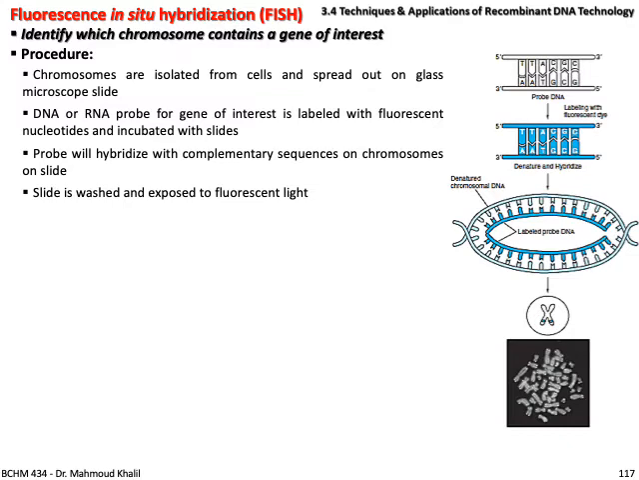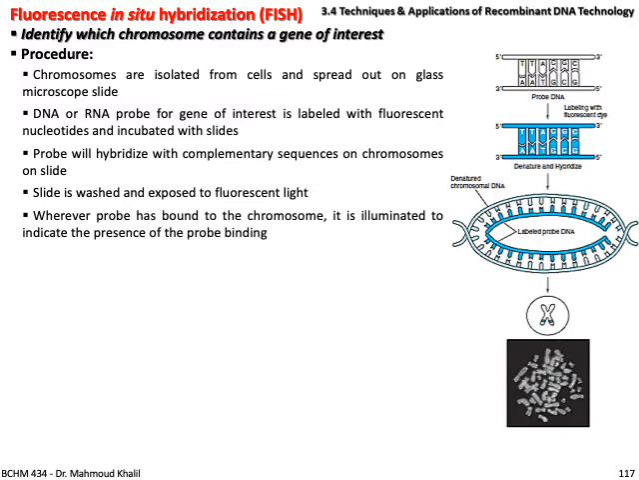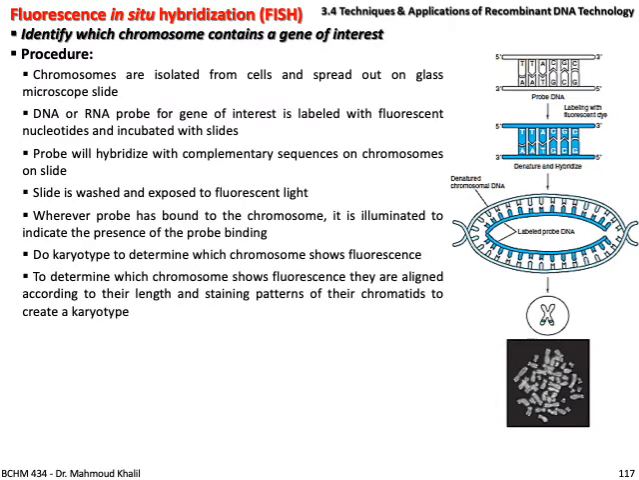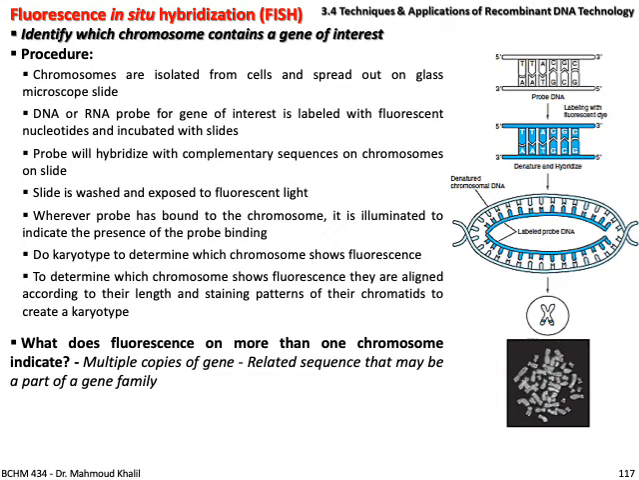You wash the slide and expose it to UV light. Wherever the probe has bound to the DNA, to the chromosome, it will emit a signal for its presence. Then you do karyotyping to spread the chromosomes over a slide, and you can see from the bottom figure chromosomes with spots. That means it's a signal. So what does fluorescence on more than one chromosome indicate? It indicates the existence of multiple copies of the gene and related sequences that may be a part of the gene.